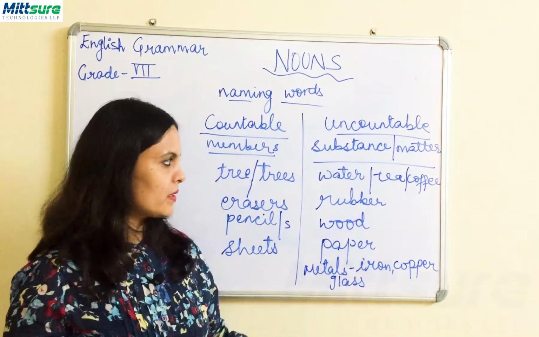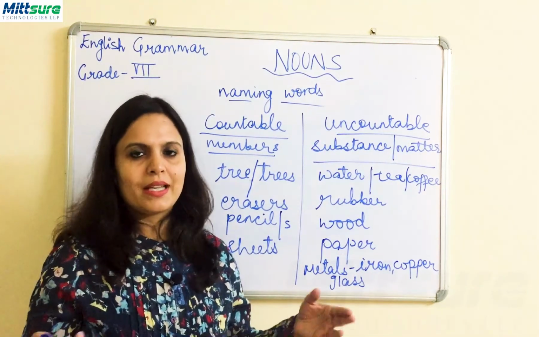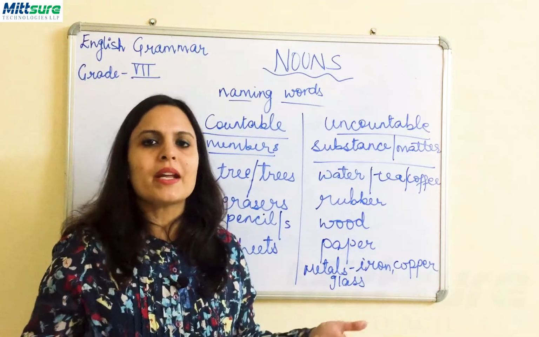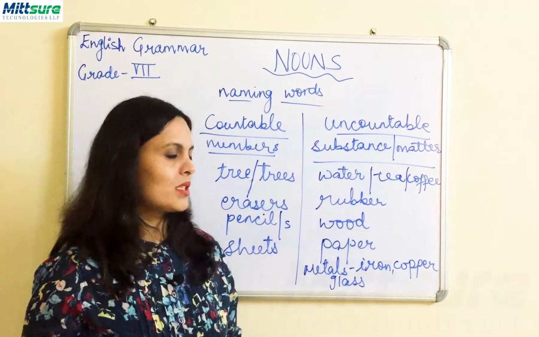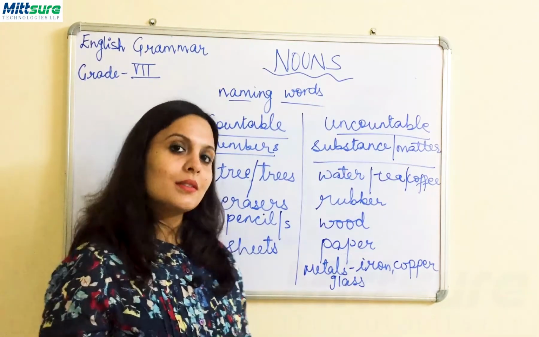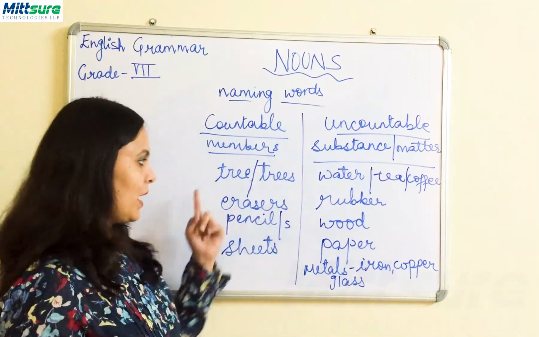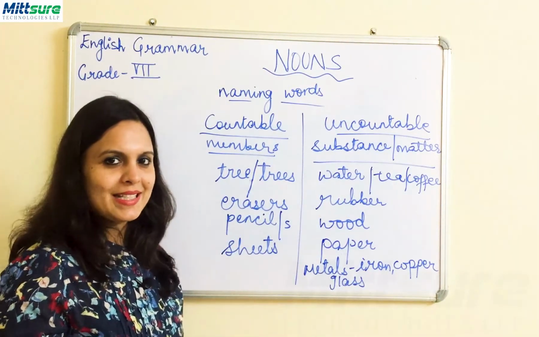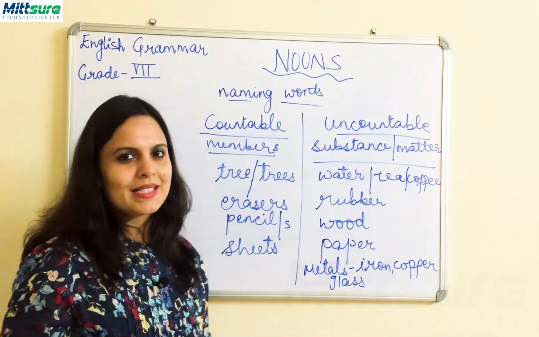So all the metals, which are actually the matter, you know that they can be diluted, they can be formed into any shape, in any size. These are all the substances and matter which cannot be counted. But the things made up of that matter or substance can be counted, right? I hope it is very easy for you to understand now.